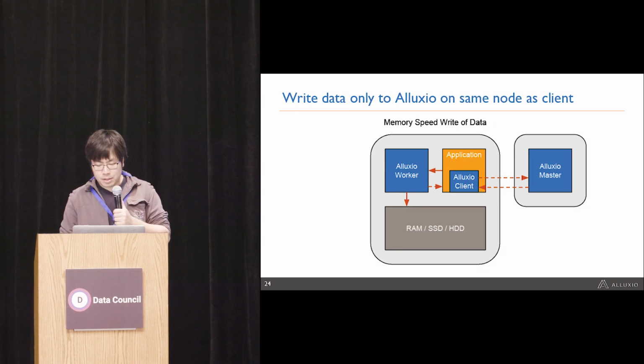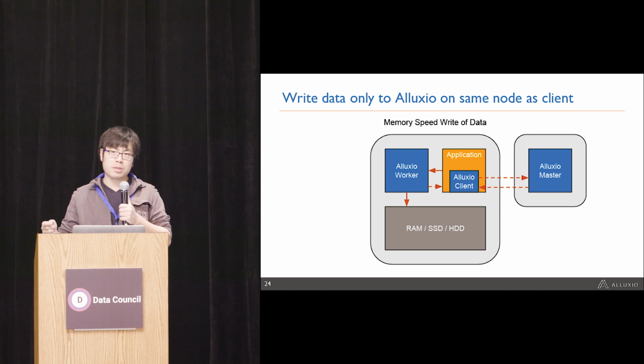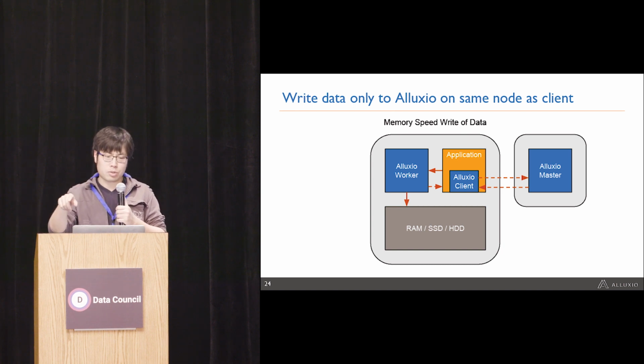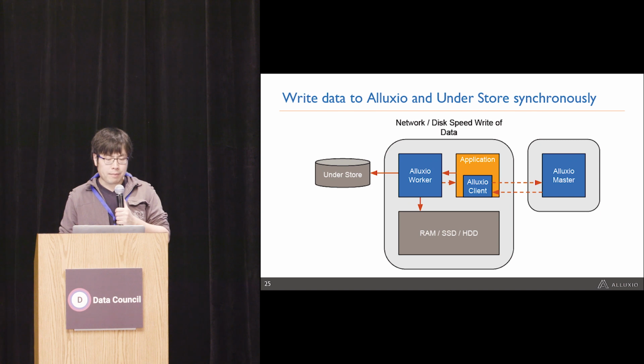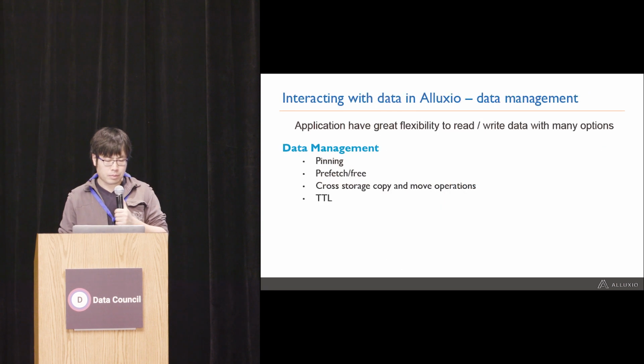On the write path, you can write this data into Alluxio space only. So you go to the master first. The master tells you, okay, this is the worker close to you. The application just writes this data to the worker on the same node. Or you can write data synchronously to both the persistent storage and the Alluxio worker.